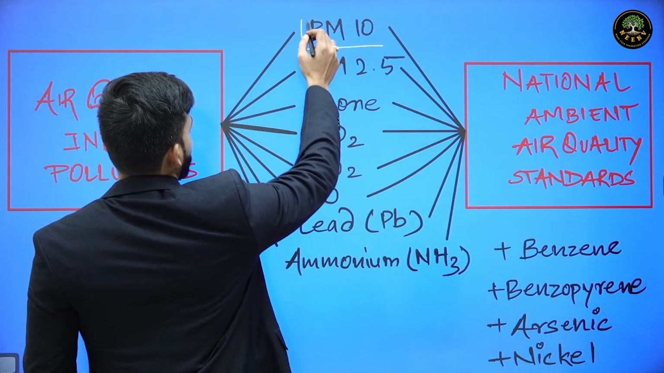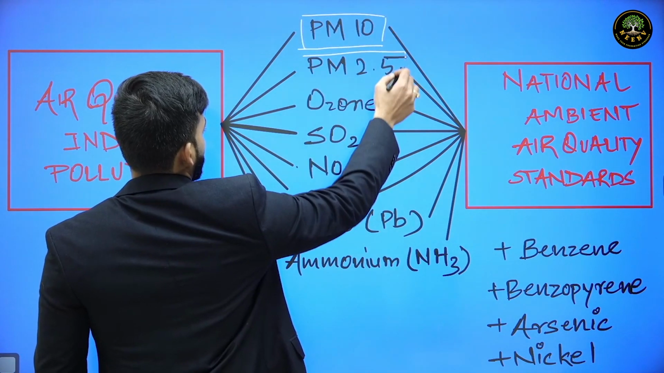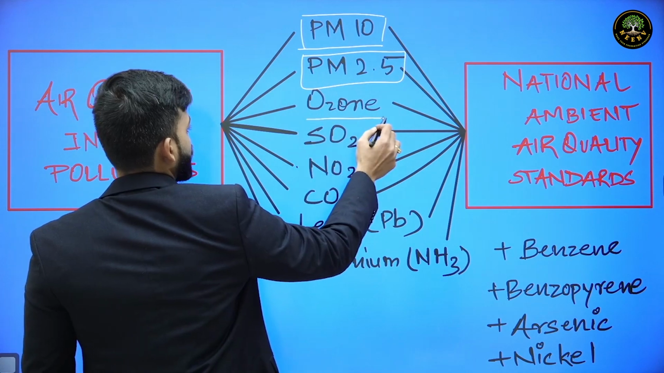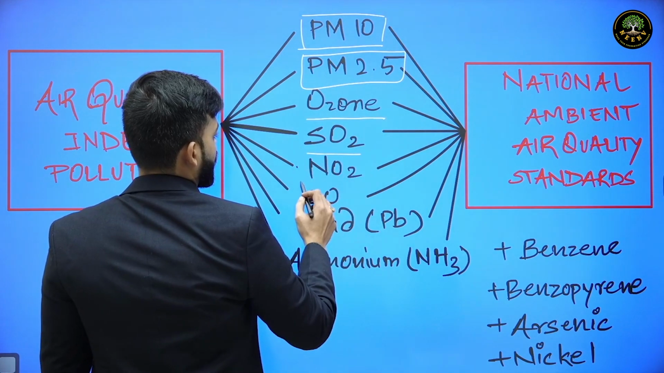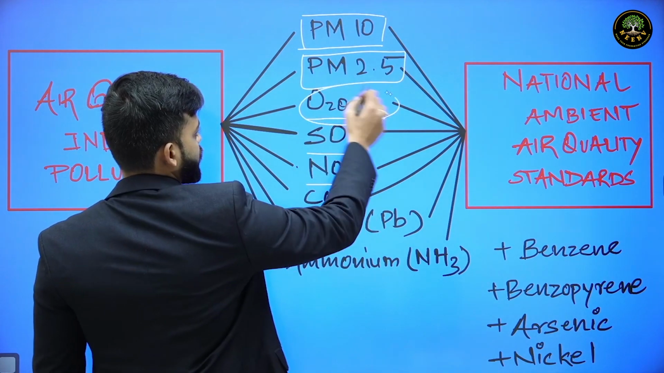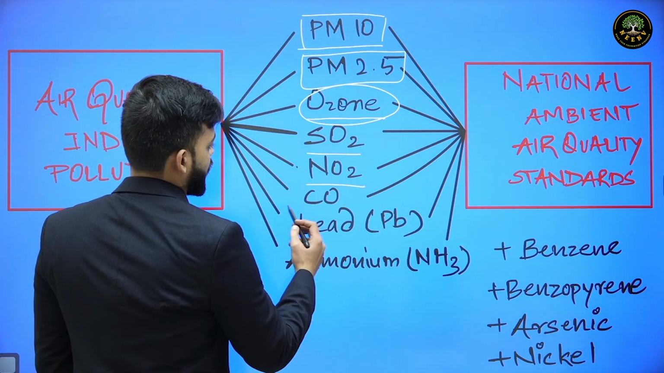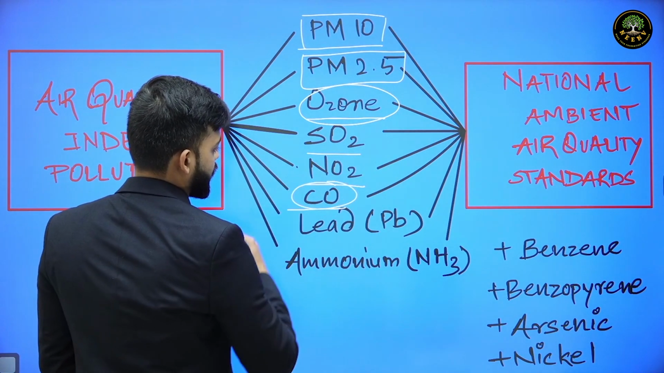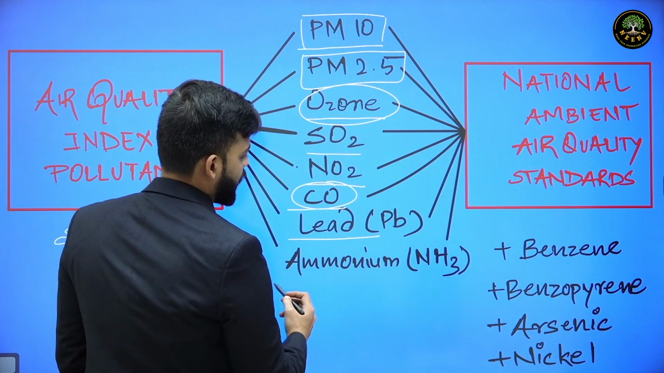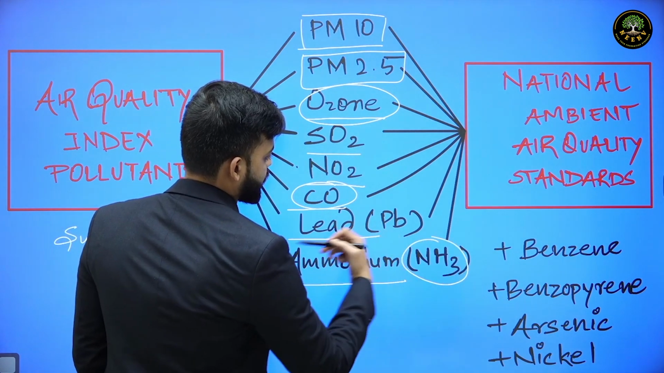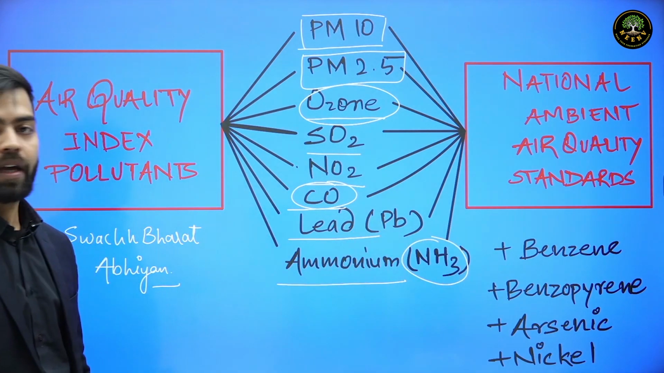So particulate matter 10, particulate matter 2.5, ozone, SO2, NO2. This ozone is tropospheric ozone. Then sulfur dioxide, nitrogen dioxide, carbon monoxide is there, lead is there, and ammonia is there, NH3.